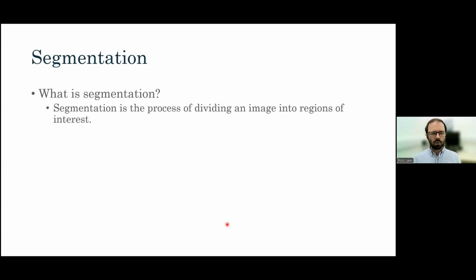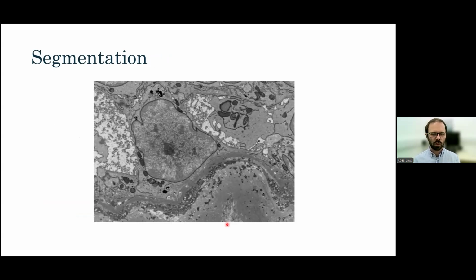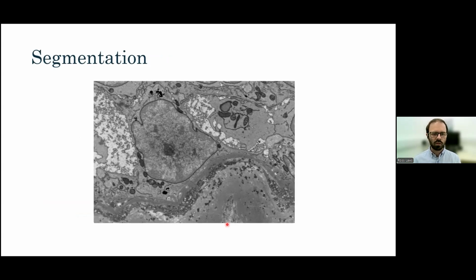So once you've done your post-processing, the next part is to segment your data. So segmentation is the process of dividing an image into regions of interest. And what that involves in the simplest way is basically doing manual segmentation, which is where you draw around the region of interest in your data. So this is sped up 16 times. So this is a very slow process. So ideally, you want to try and automate this to speed it up.